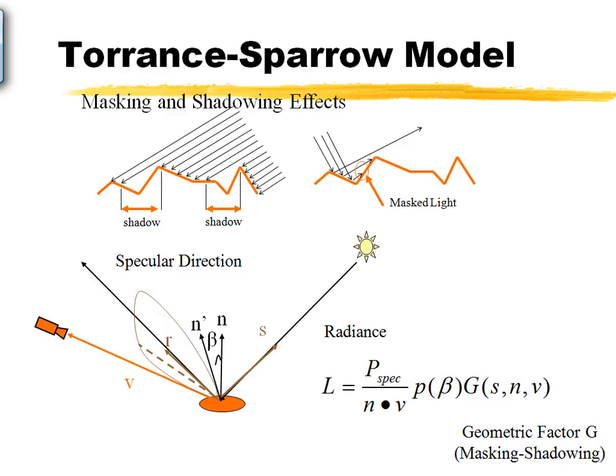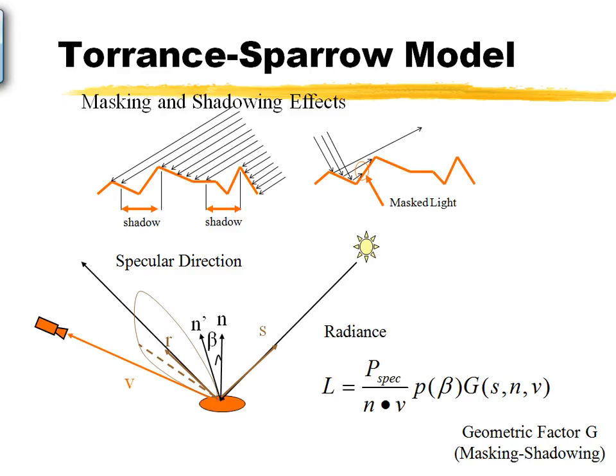So what the model then says is that I will compute the radiance in terms of, of course, a specular component, and that is normalized by n times v, where v is the actual direction of the camera. So that tells me the amount of specular energy that's going towards the camera. And then I will modulate everything in terms of P of theta, right? This is my microfacet geometry that I define.